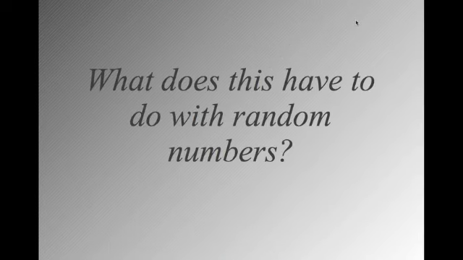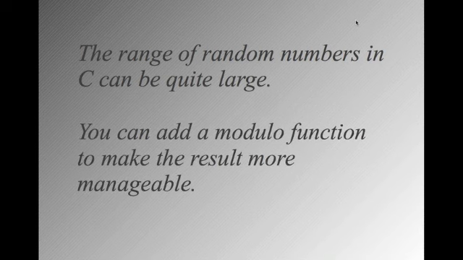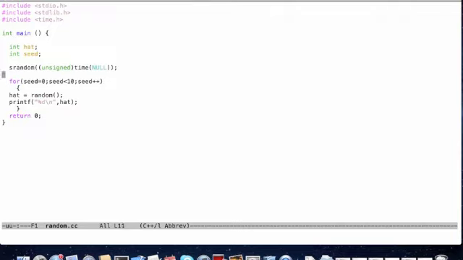So you're asking, what does this have to do with random numbers? The range of random numbers that you can get can be pretty big. So if you add a modulo function, the result would be more manageable. So I'll give you an example and go back to my program. And if I add the modulus operator here, which again is the percent sign, and add in the value of the range, which I'll set to 10, it will take the value of the random number and display the modulus value of it from 0 to 9.